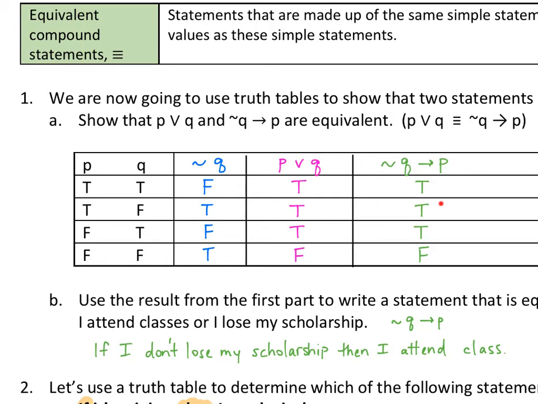And then to fill out this column, we're comparing not Q to P. So false implies true, remember, is true. True implies true is true. False implies false is true. And remember, with conditionals, the only scenario where we get a false is when we have a true implies false scenario. So that guy's false. You should notice that these 2 columns are the same. Therefore, those are equivalent statements.